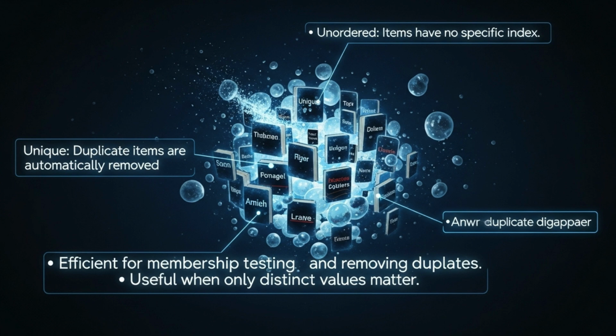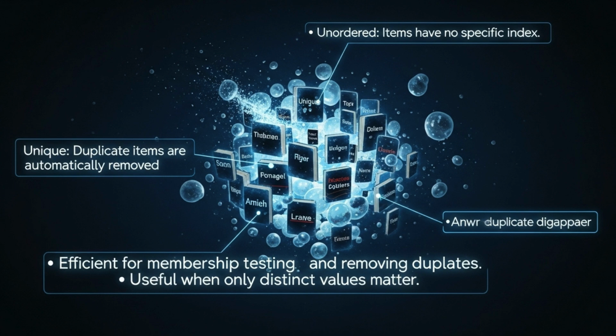Finally, let's explore sets. Continuing our library analogy, a set is like a collection of unique book titles you've read. If you read the same book twice, it doesn't get added to your read list a second time. It's already there. The defining features of sets are that they are unordered, meaning items do not have a specific index or sequence, and they contain only unique elements. Duplicates are automatically removed. Sets are incredibly efficient for tasks like checking for membership, is this item already in my collection, or removing duplicates from a list.